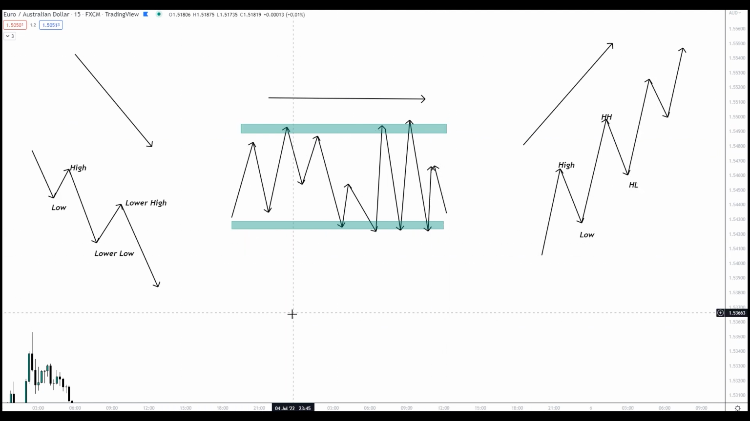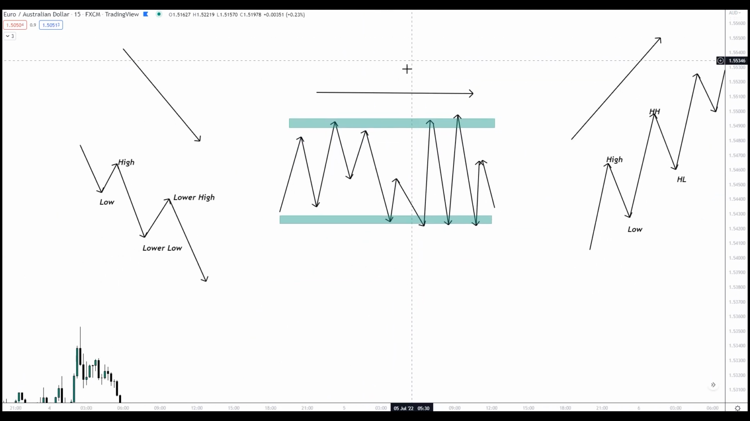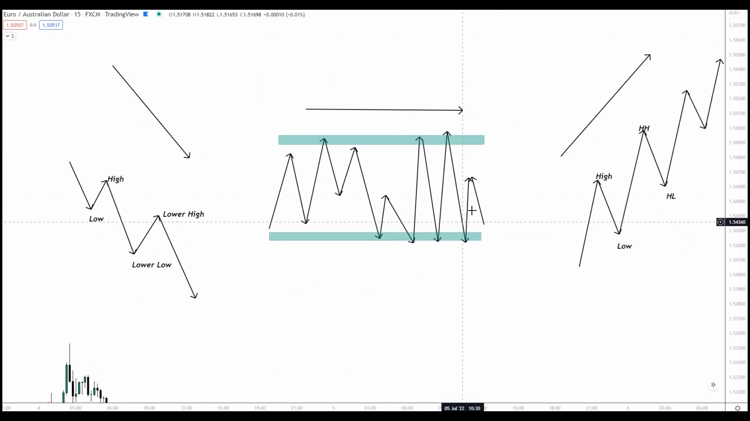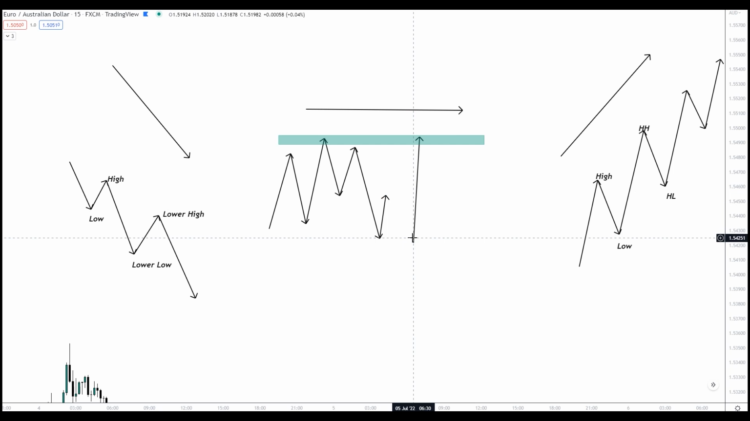Whereas we will go over now how to potentially spot the end of this. So what I'll do, I will just get rid of the ranging market here, just because we simply are not interested in it.